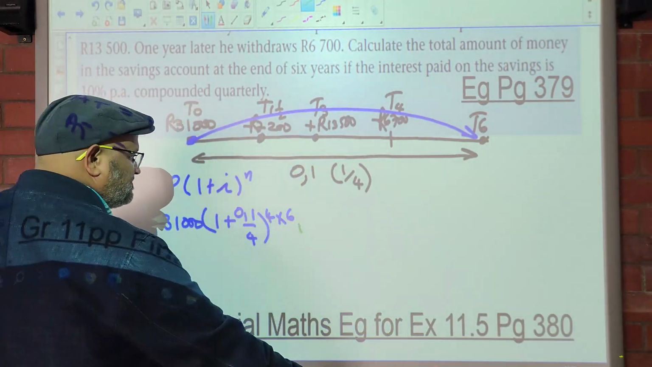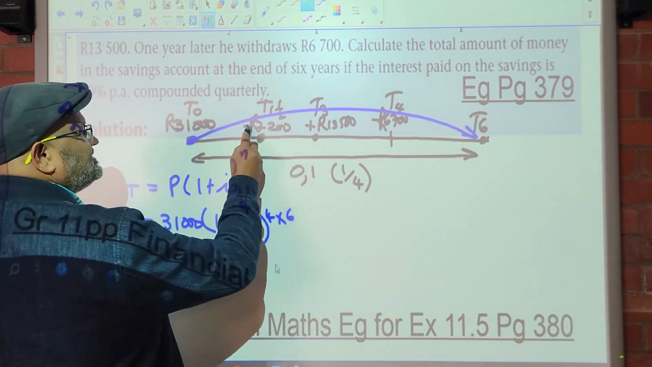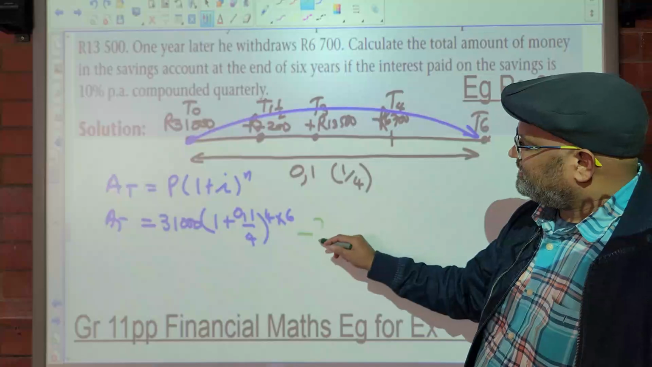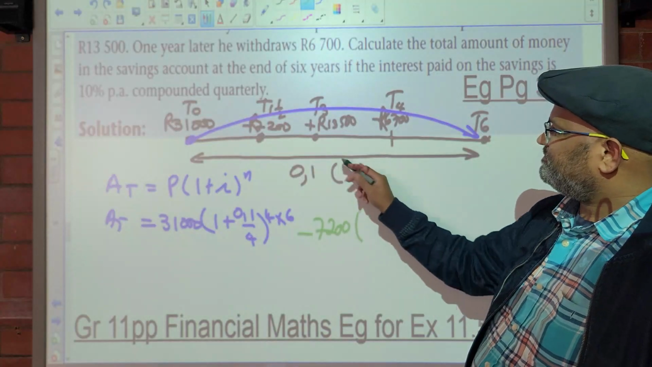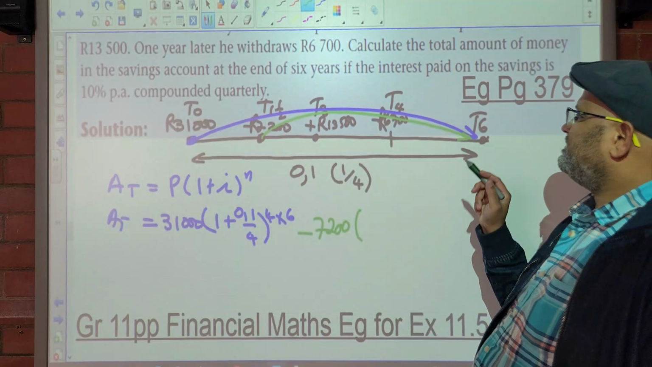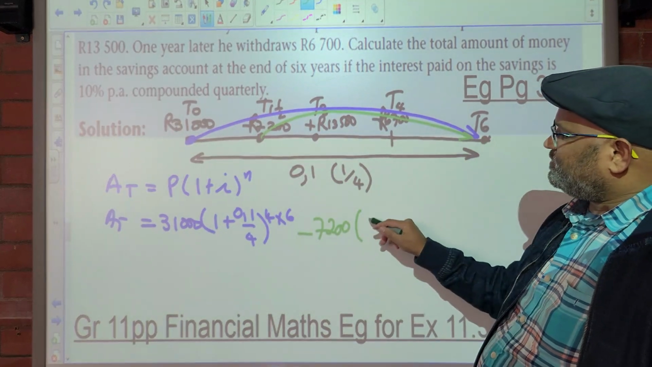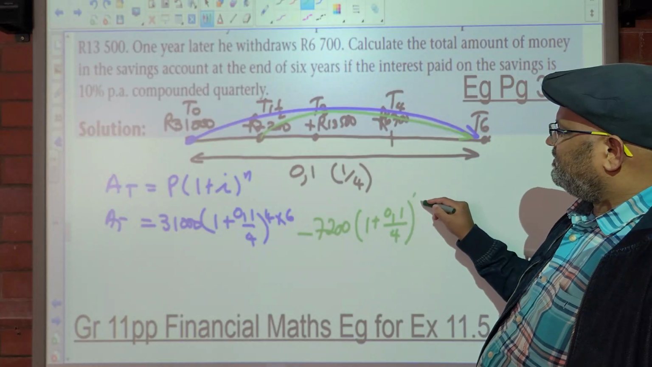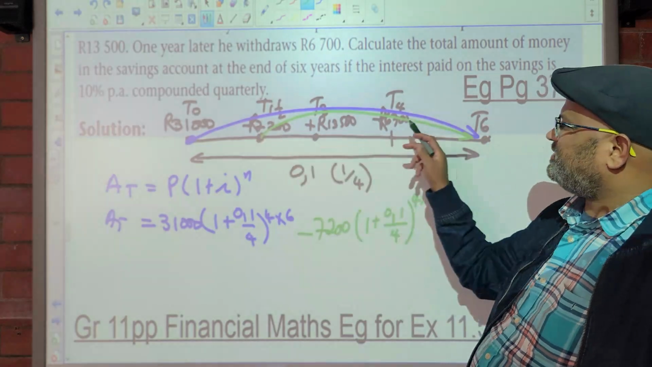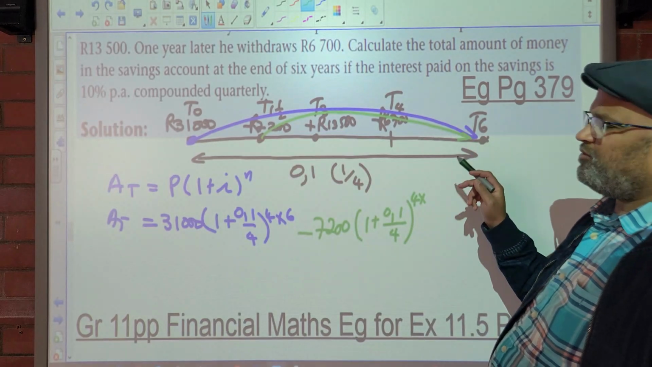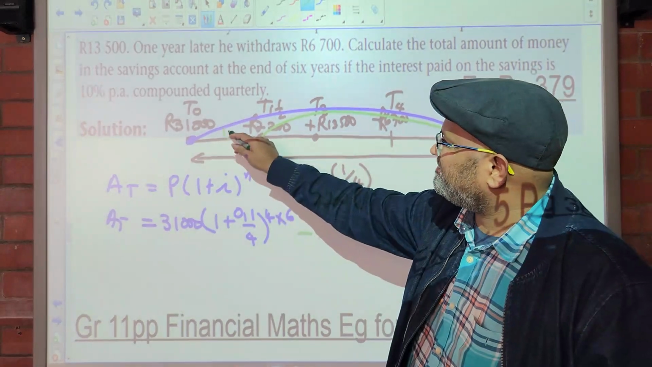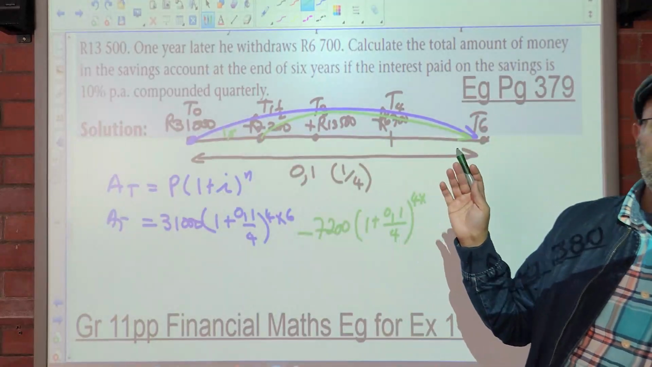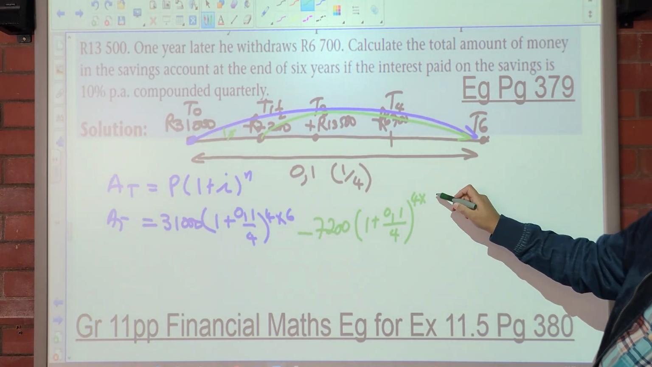Plus. No, not plus but minus. Why minus? You're withdrawing 7,200 rand. So I'm going to take that to the end, into 1 plus 0.1 over 4 to the exponent 4 times. And how many years is it from there to here? 4.5 years. Why? Because that was 1.5, and 1.5 plus 4.5 is 6 years. Not so? That is 4.5.